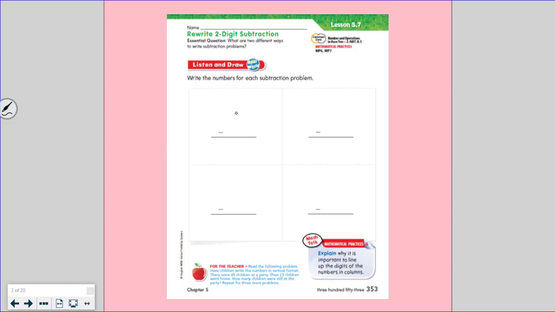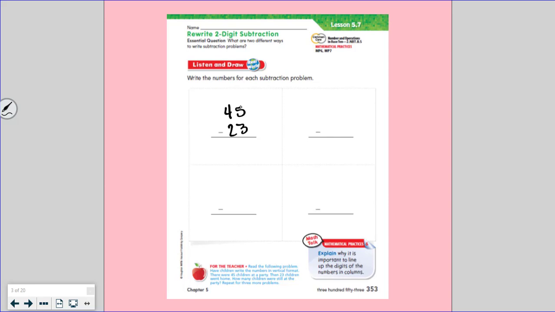So what you should have come up with is, we put the smaller number on the bottom, the 23, next to the subtraction symbol. And we put the 45 on top, just like that. So we have 45 minus 23, or 45 take away 23.